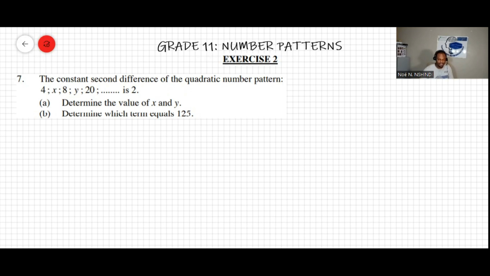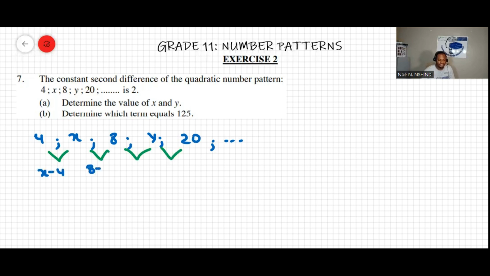Now, let me first write the question here. We have 4, x, 8, y, 20. It says that the constant second difference is equal to 2. So this means that the first differences will be x minus 4, then 8 minus x, then y minus 8, and then 20 minus y.